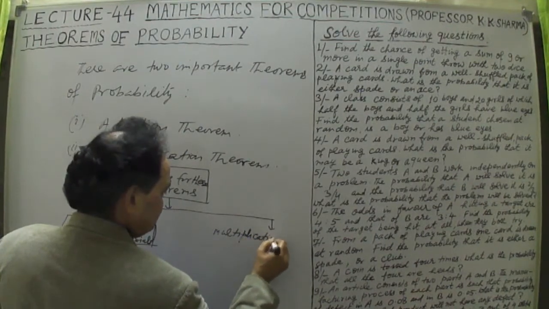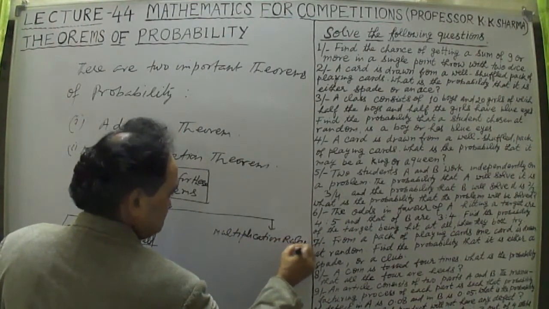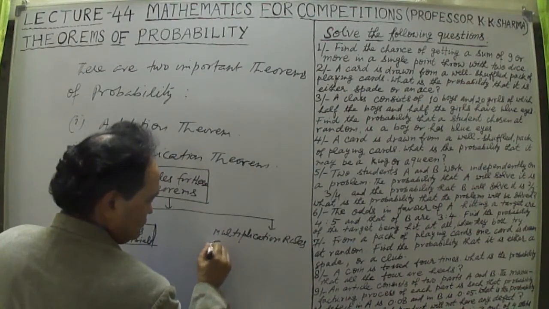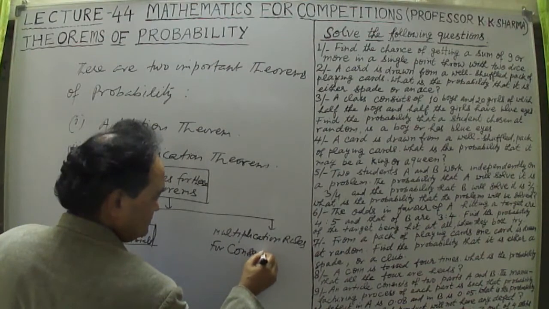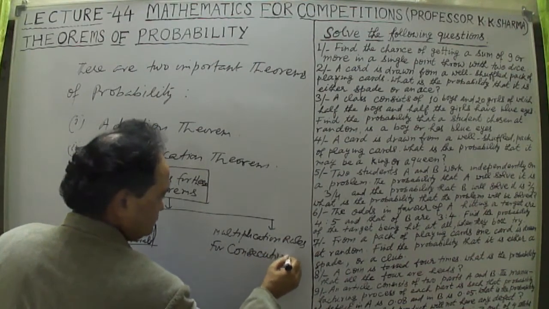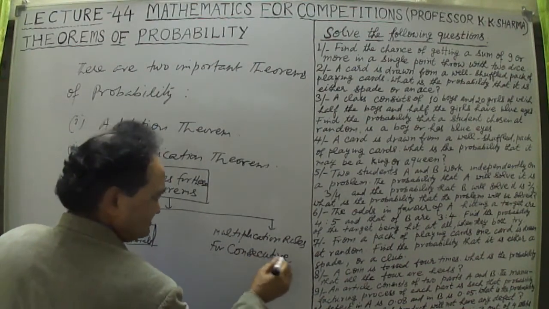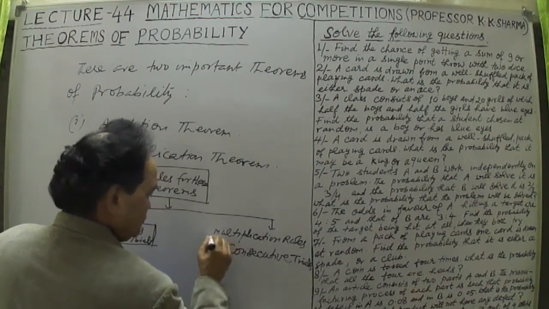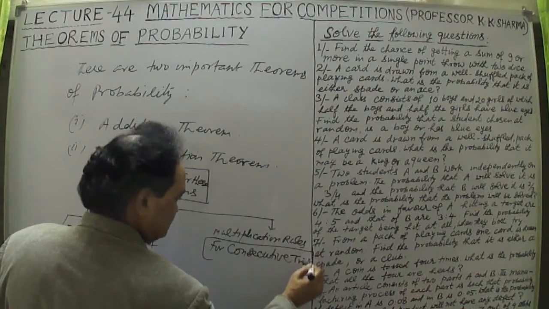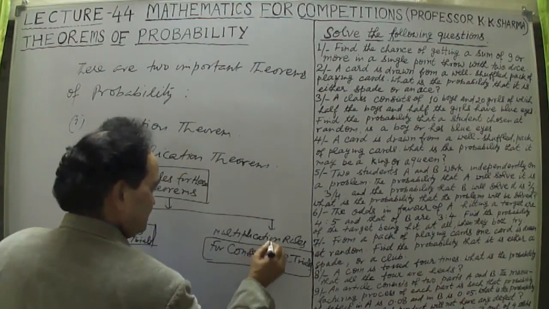And now we have multiplication rules. They are for consecutive trials. What is consecutive? One after the other. Consecutive trials. Try to understand this point. Consecutive and simultaneous, these two basic parts are there.